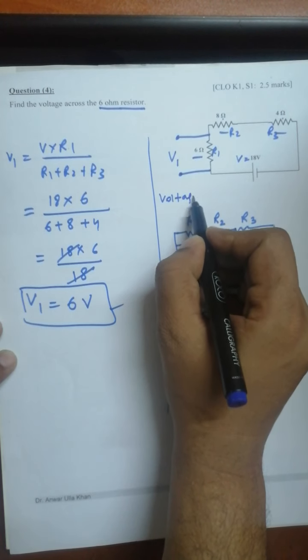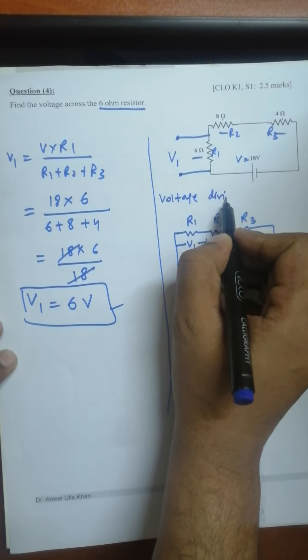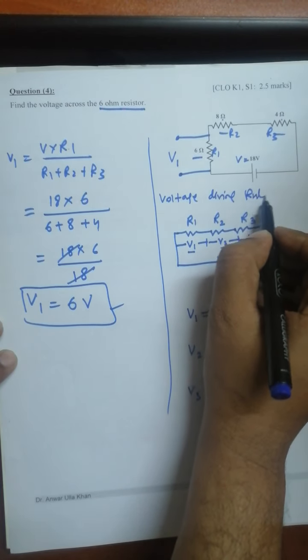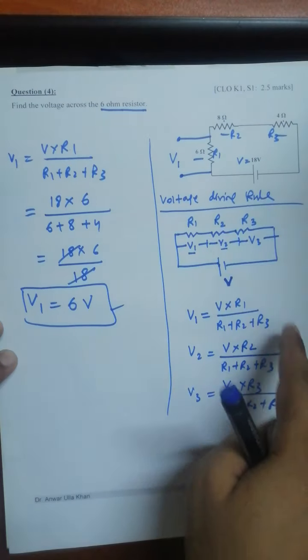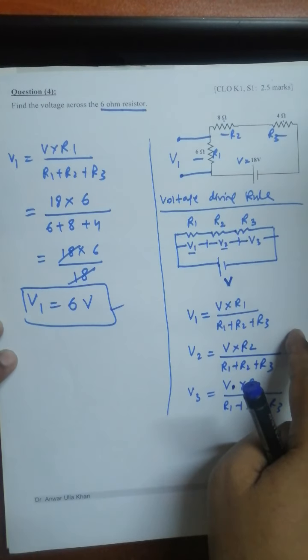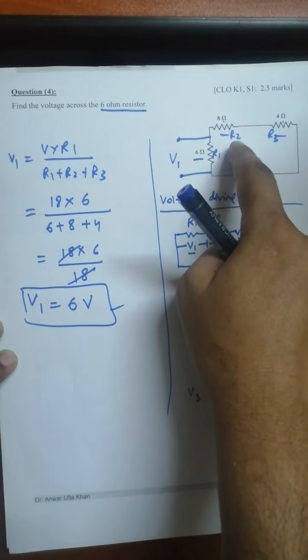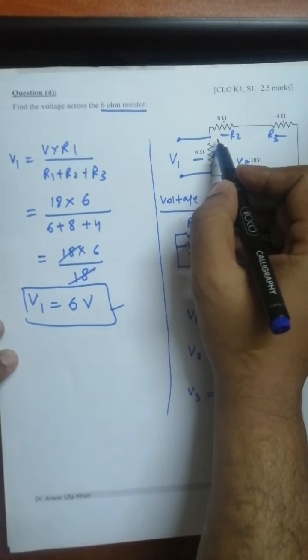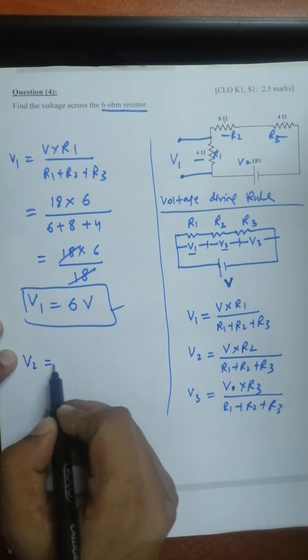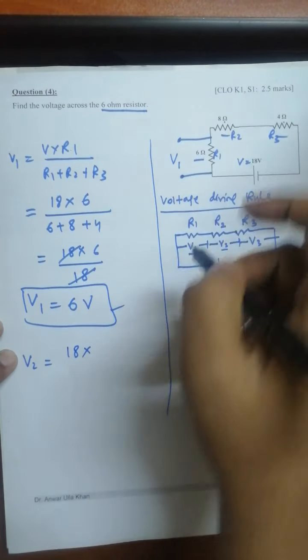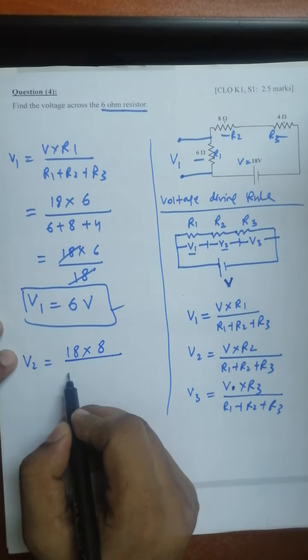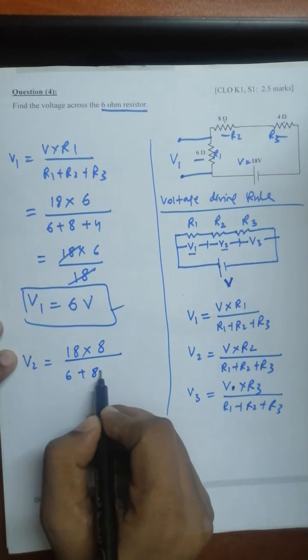Voltage dividing rule. This rule will be used in your future, so please try to understand it. This question is based on this rule. If you want to calculate the voltage across R2, you can calculate this also. So what will be the value of V2? V2 will be the total voltage 18 multiplied by 8 divided by 6 plus 8 plus 4.